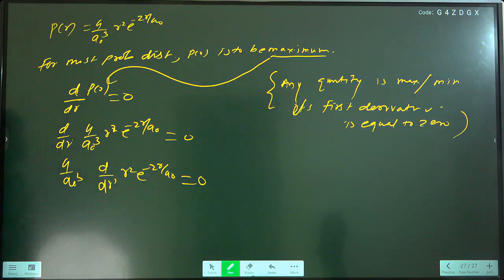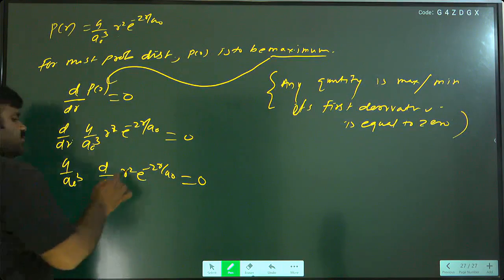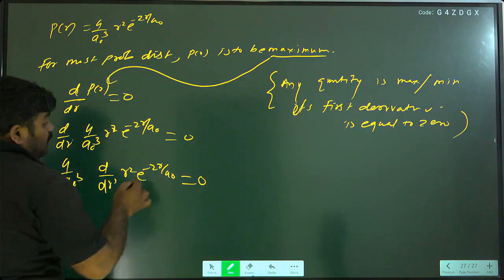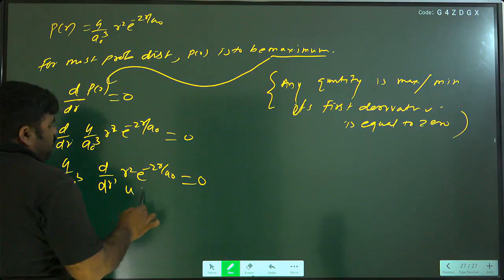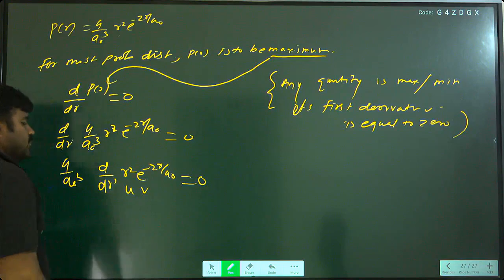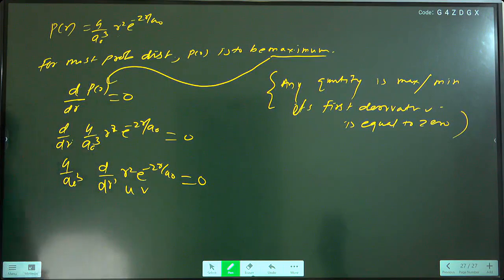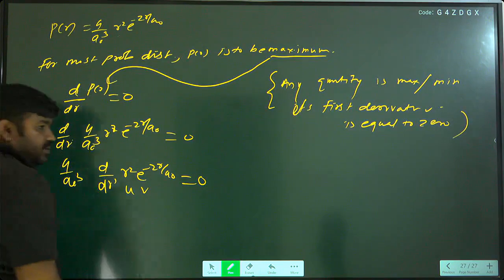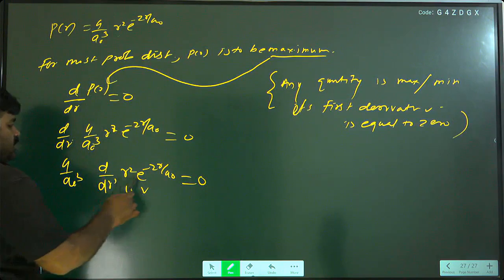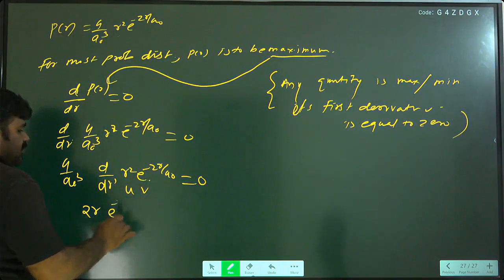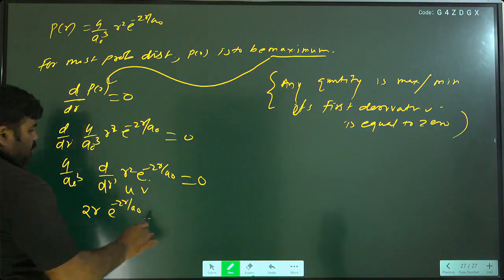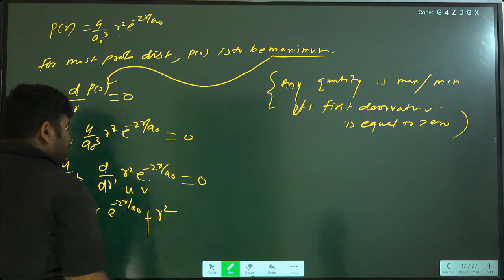r square e to the power minus 2r upon a0. Now r square is a function of r. Similarly, e to the power minus 2r upon a0 also a function of r. So here we can use the u into v rule. Now then, r square e to the power minus 2r upon a0. देखिए r square derivative is 2r. At that time, second part is constant e to the power minus 2r upon a0. Plus, second, r square write down as it is.